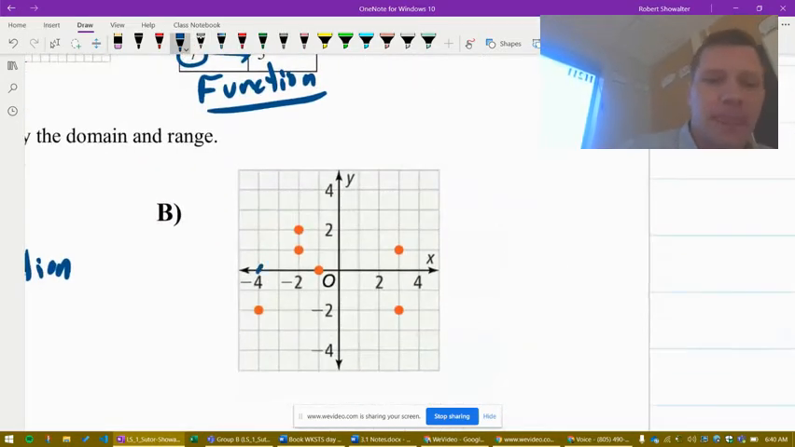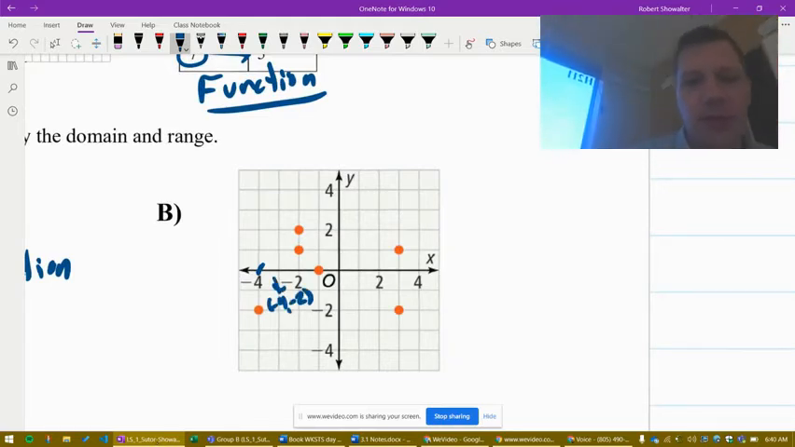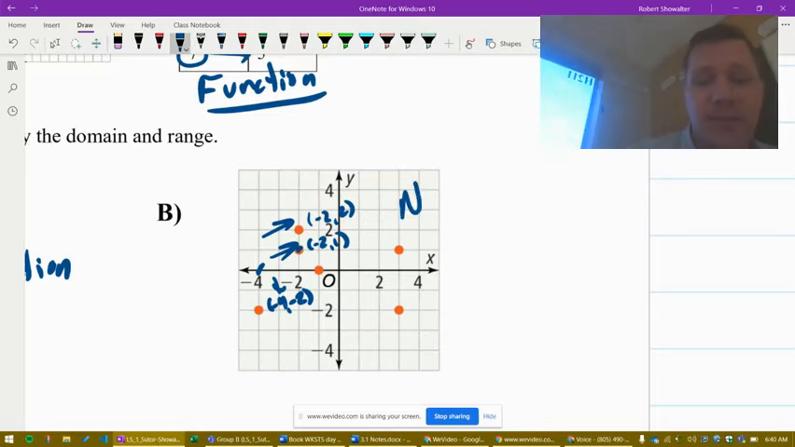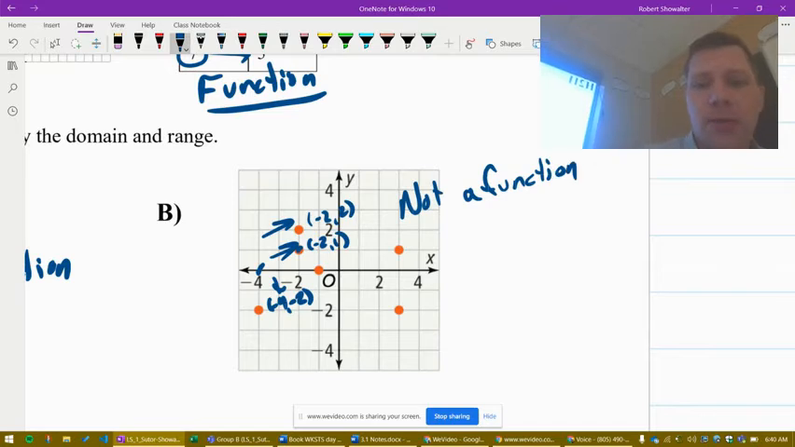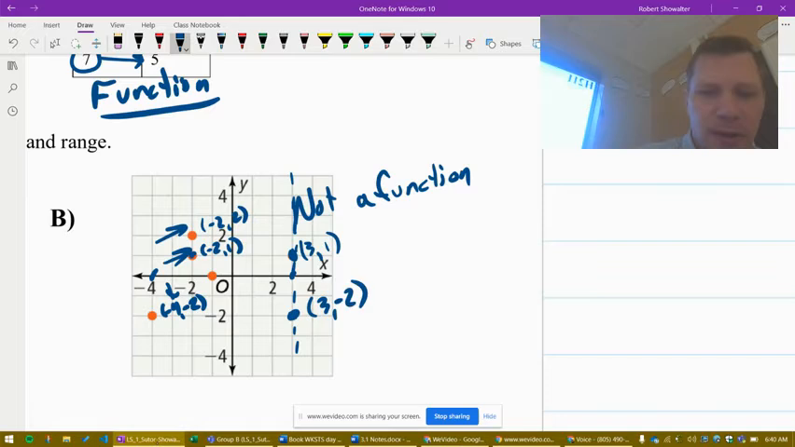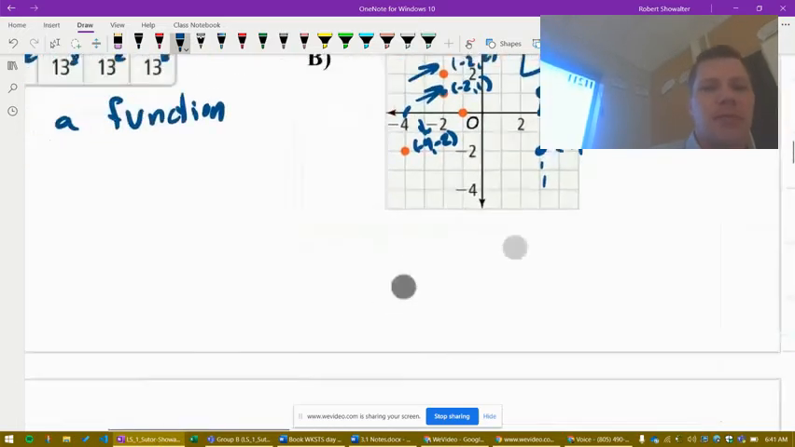Is this a function? This one's negative 4, negative 2. So the x coordinate of negative 4 goes to negative 2. This is negative 2, 1, and negative 2, 2. We have a scenario here where this is not a function because the x value of negative 2 goes to two different values, namely y being 1 and y being 2. The same thing is true for the 3. If I draw a vertical line here, the value of 3 goes to two different numbers. There are two ordered pairs at the x coordinate of 3. That means it is not a function.